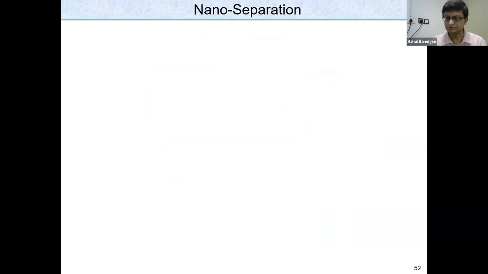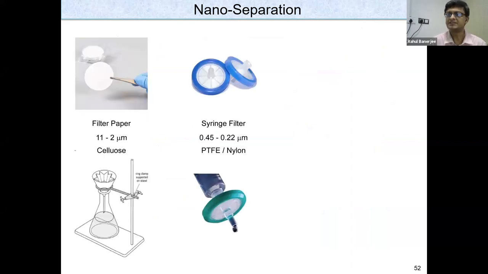Coming back to it, the filter papers that we use regularly in our laboratory are roughly around 1 to 2 micron in their filtration capabilities. You have syringe filters, which are nylon made, which are much smaller than that. But what about the nanometer scale? Can you do a similar kind of filtration? Because nanoparticles these days are, of course, a hot field. People always struggle to make and separate very uniformly sized nanoparticles. There is always a size distribution.